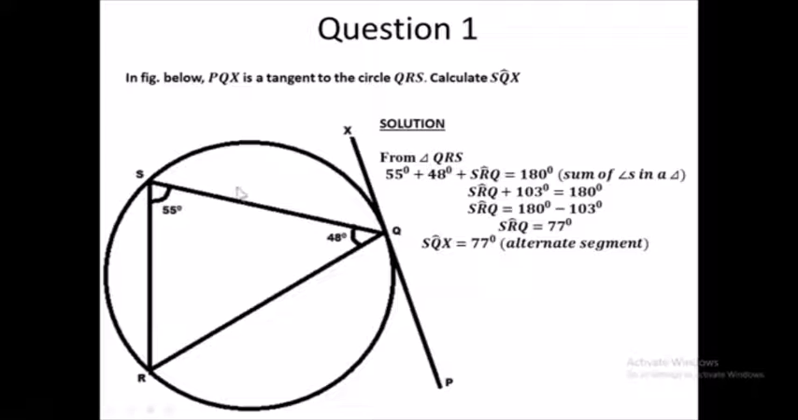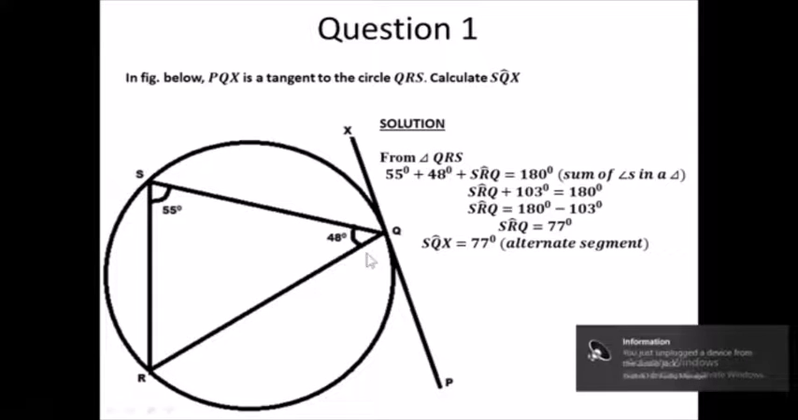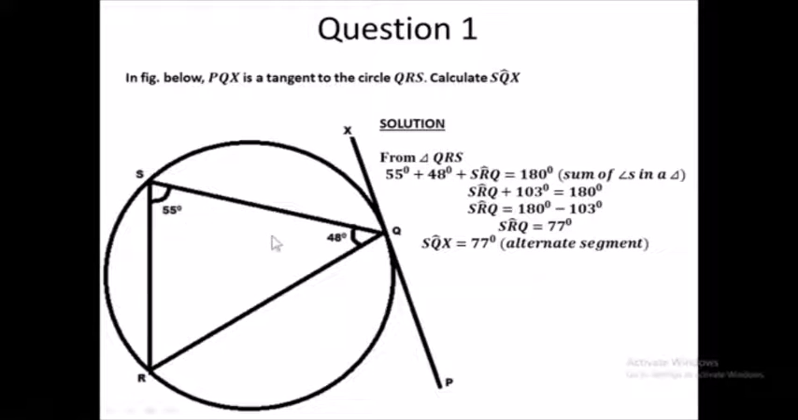If you look at this line SQ, it is touching this tangent. So this angle here is alternate to this angle. That's what it implies with the theorem we just proved now. And this is a triangle now. We can find this third angle by saying this angle plus this angle plus this angle will give us 180 degrees, the sum of angles in a triangle.